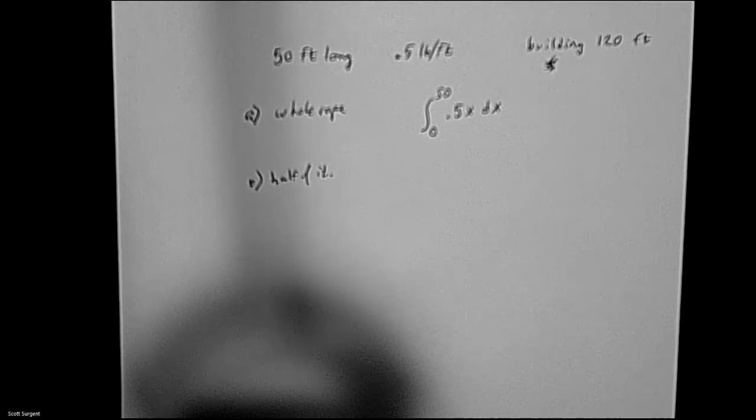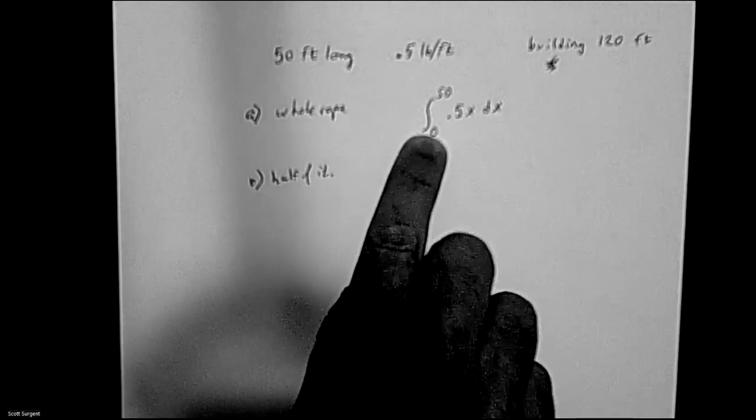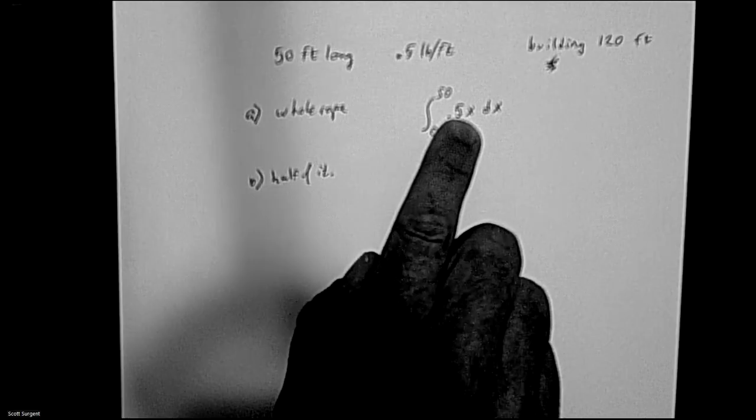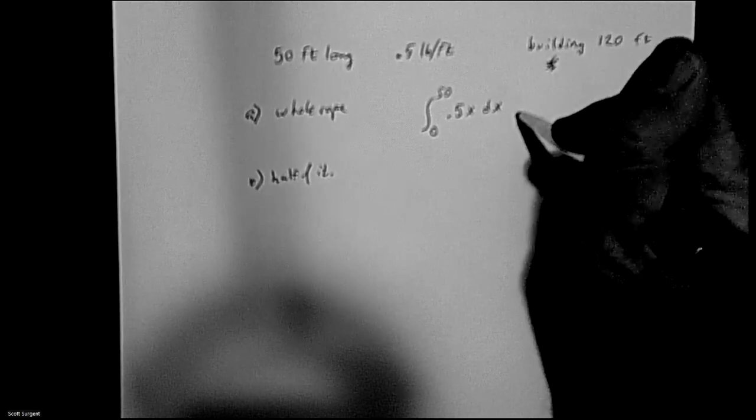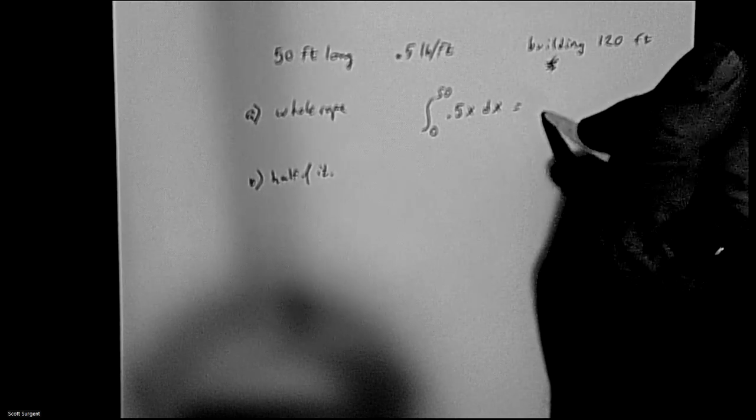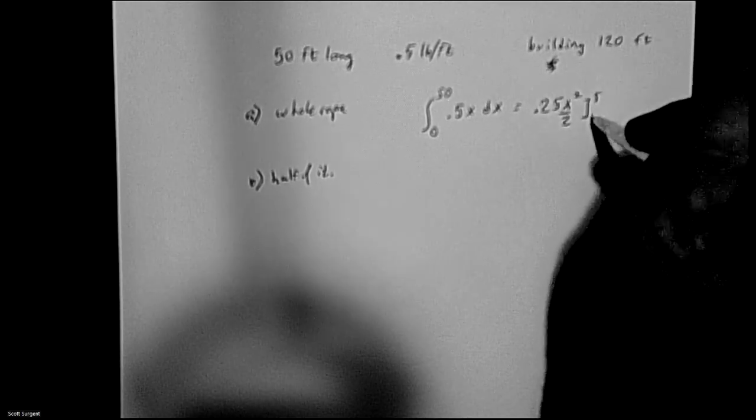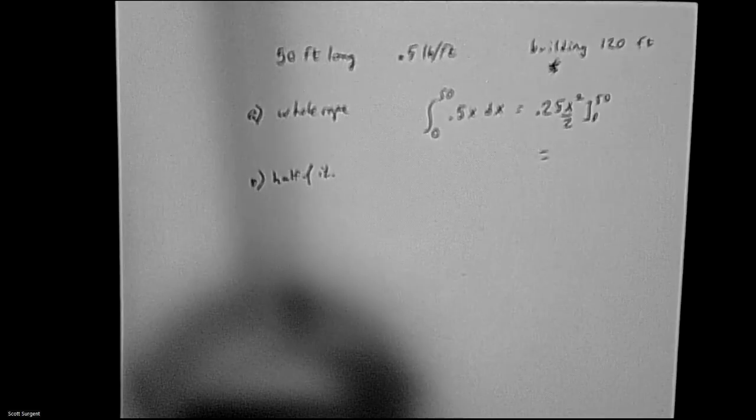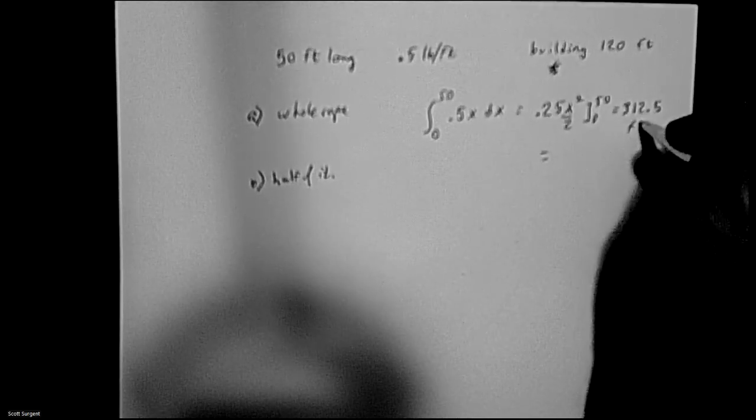But that's the essence of an integral, in the sense that an integral is really a gigantic addition question. And so ironically enough, it's simply the weight per foot times the feet, really. And that's all it is. So this one works out to be, what does that give us? 0.5 over 2, so 0.25 x squared over 2 from 50 to 0, whatever that is, calculator. I get 312.5 foot-pounds.